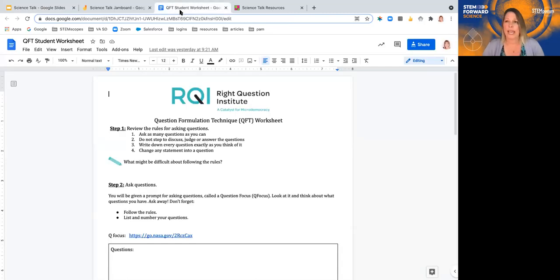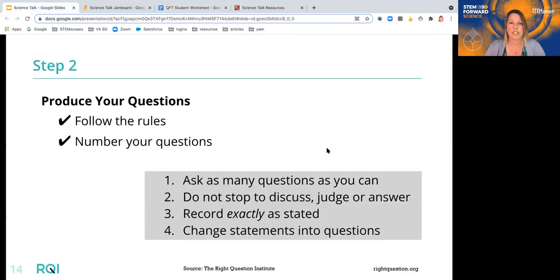And when you go and click on that document, I believe it's going to request you to make a copy. And it's going to look like this. This comes right from the Right Question Institute. Their resources are right there on their website and available for anyone to use. And I just want to point out that this is not a document that we created, but something that we are using from them, because it's very important when you use something from someone that you give them that credit. And so what you're going to be doing today, we're going to start with step 2.